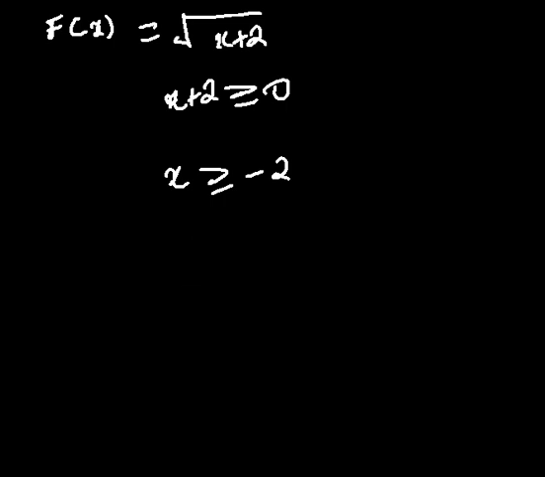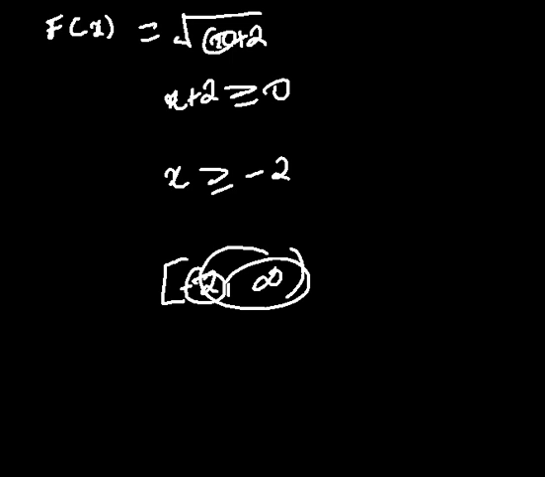We'll have it as negative 2 being part of the interval to positive infinity. So this is how we should have the domain of the function. Which means we can have negative 2 here, since the square root of 0 is defined.